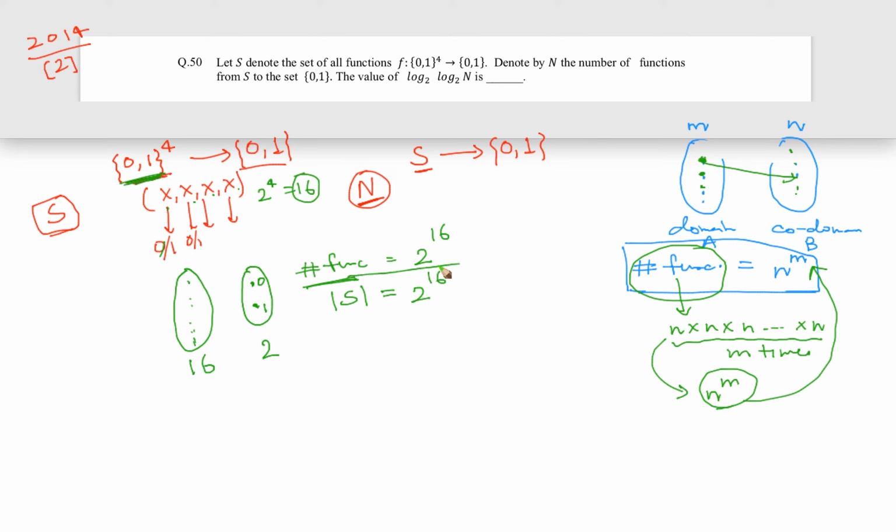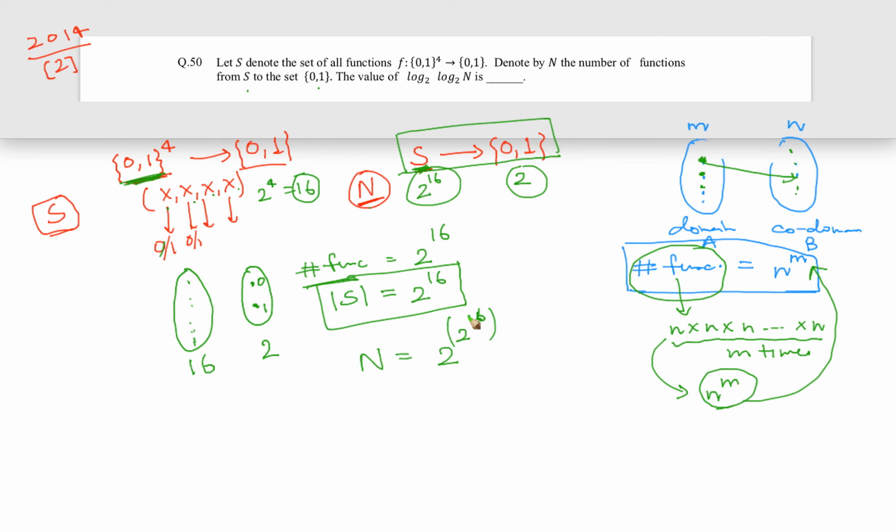Once we have got this, again they have said, let n denote the number of functions from S to {0,1}. Now again, what is the size of S? I have already said 2 raised to the power 16. What is the size of this? It is 2. And what is n? n is the number of functions. So again we calculate the number of functions possible if this mapping is defined: this raised to the power of this. So n is going to be 2 raised to the power 2 raised to the power 16. You can understand, right? 2 raised to the power 16, and the whole thing is the power of 2. So 2 raised to the power 2 raised to the power 16, that is n.